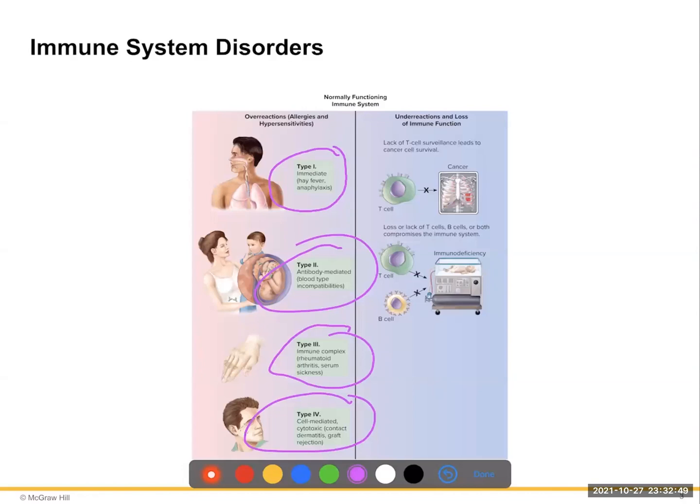Those are overreactions. All those are reactions where the immune system is overstimulated. Underreactions are loss of function. Lack of T cell surveillance leads to cancer cell survival. The T cells don't destroy what they should destroy. Or loss of T cells, B cells, or both compromise the immune system. They both work in conjunction with each other.